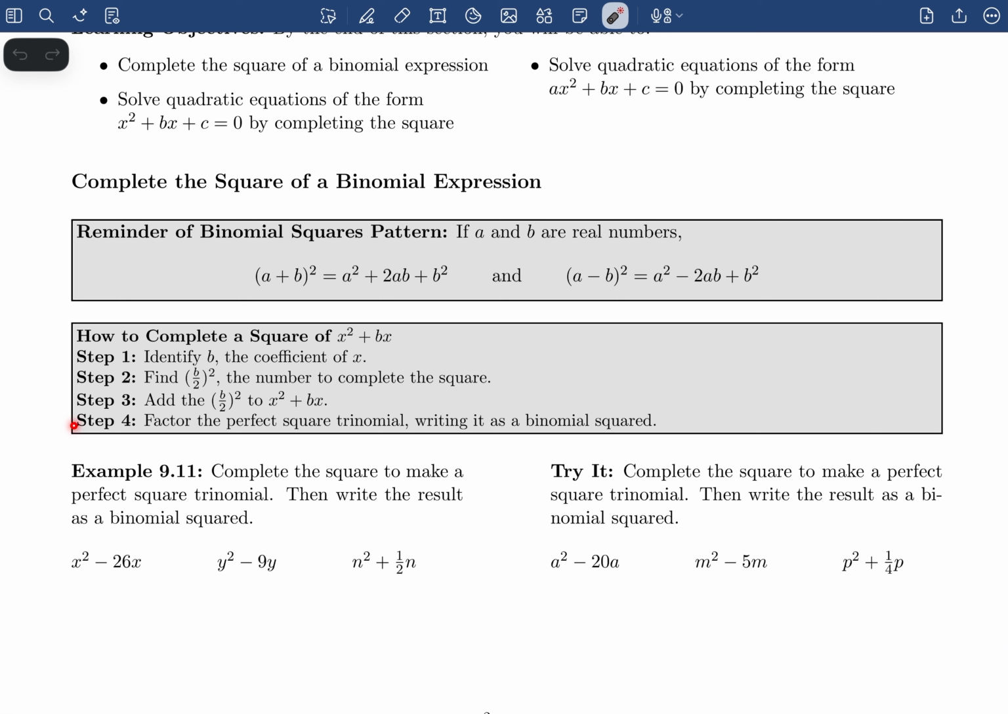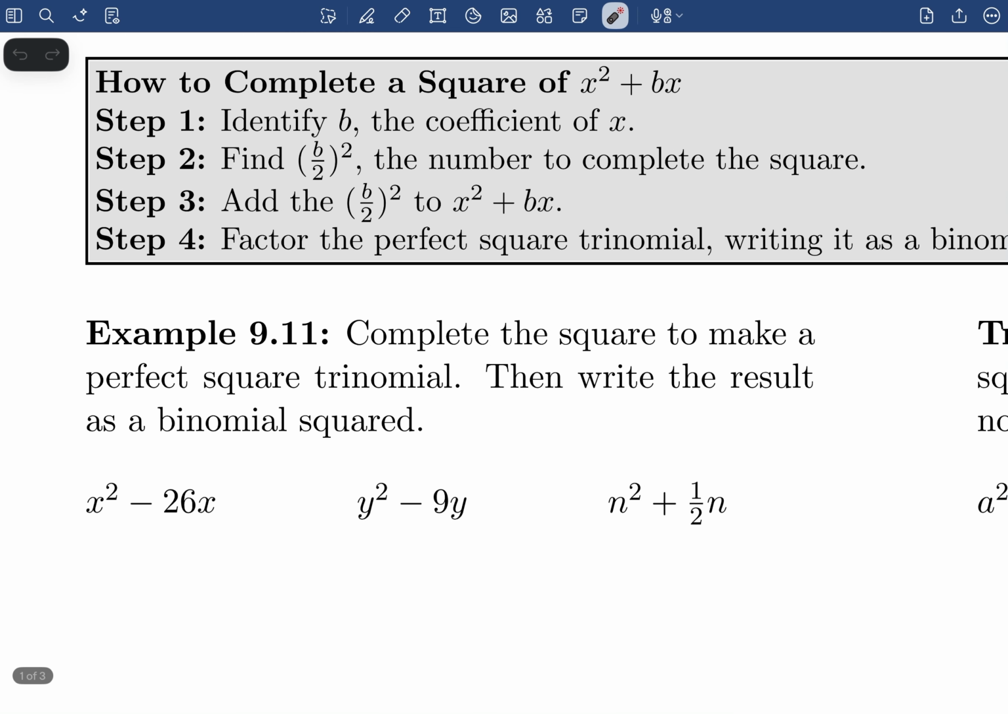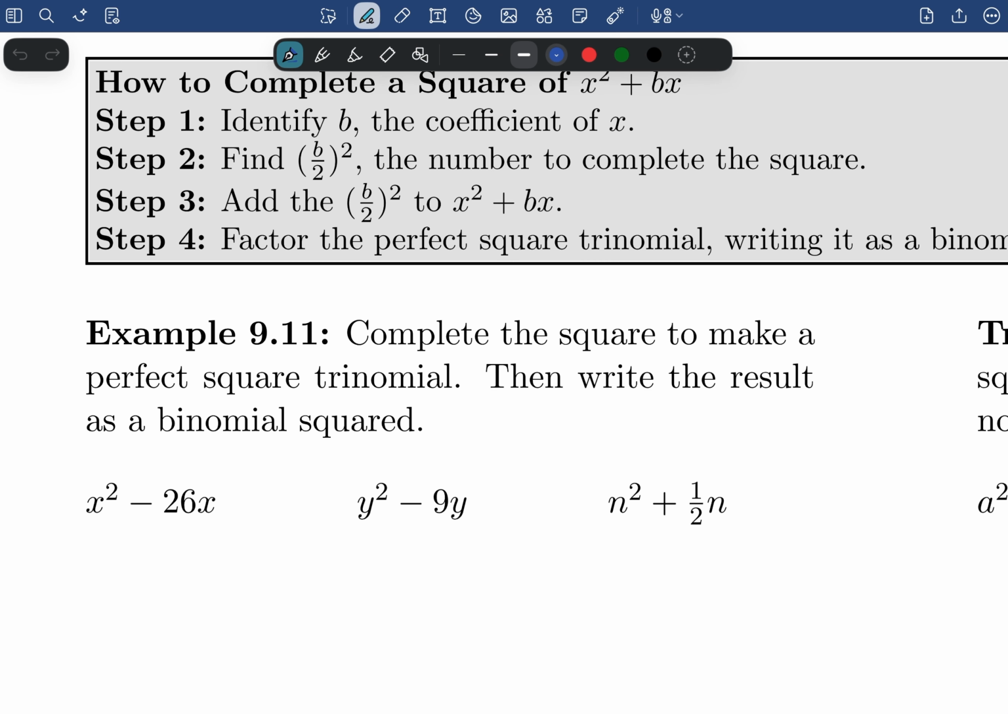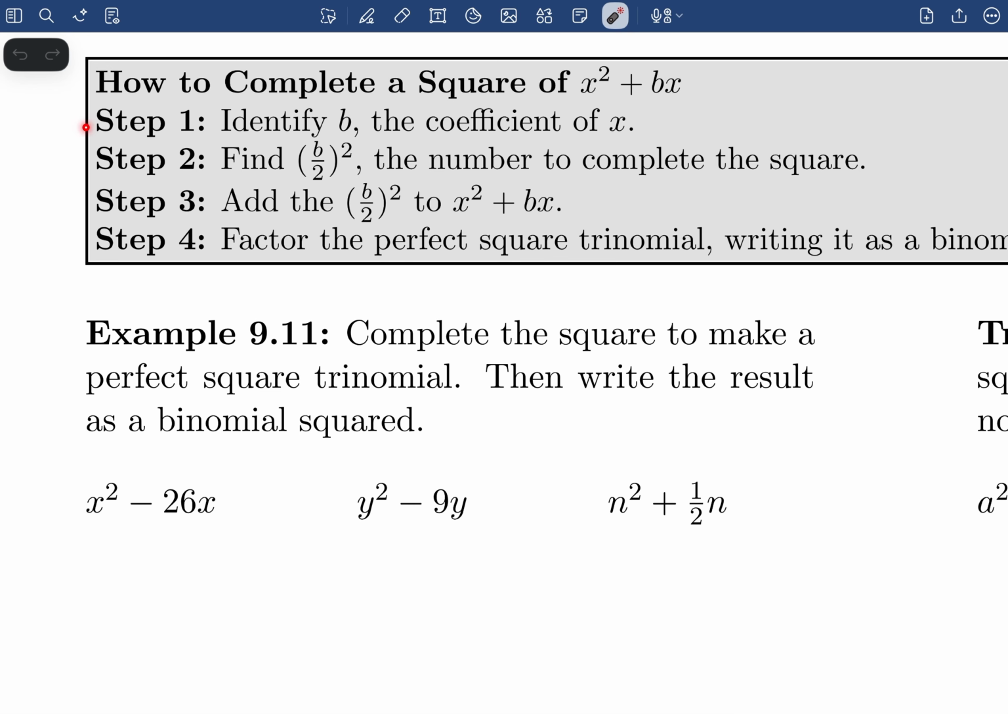I'm going to walk you through this 4-step process of completing the square 3 times. Here, here, and here. So in example 9.11, we're asked to complete the square to make a perfect square trinomial, then write the result as a binomial squared. So everybody, this coefficient that goes with the variable x, x to the first power, that is the b value, and it's negative 26. Always pay attention to the sign in front. That is the b value. Okay, so I have completed step 1, which is to identify the b value, negative 26.